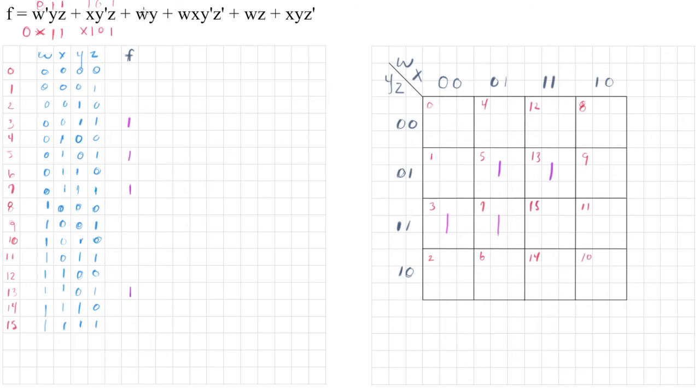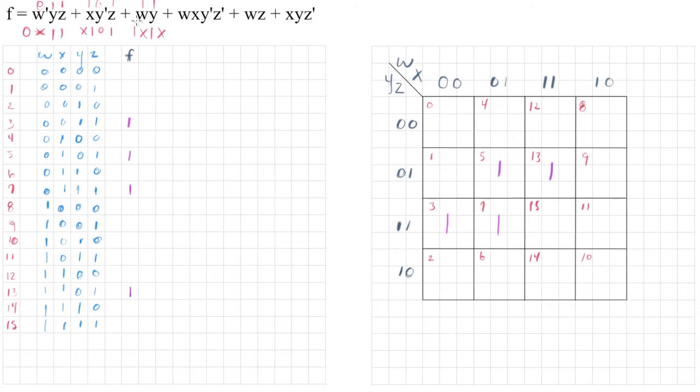For the WY, so W, no X, Y, and no Z. These are both on. The W is 1. The X's don't care because it's not there. The Y is on. The Z is don't care. So we're looking for 4 different numbers here. 1, 0, 1, 0, and so on.